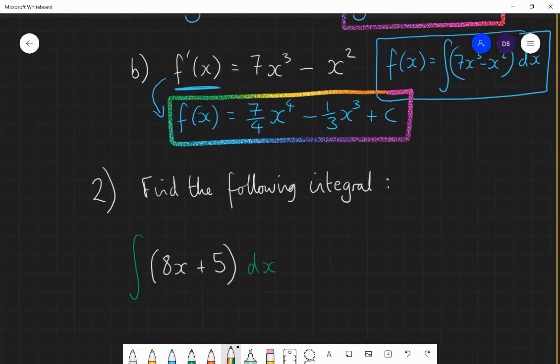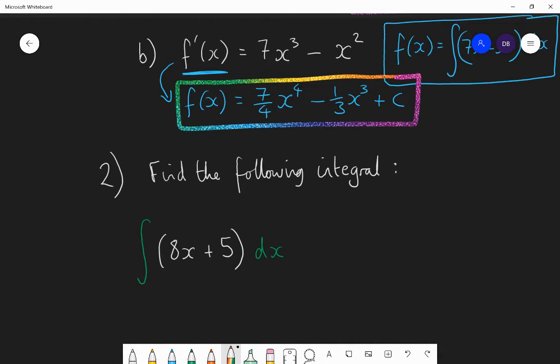And the last one, find the following integrals. Sometimes they won't talk about curves and whether you have a gradient function or the second derivative or anything. They might just say integrate the following thing.